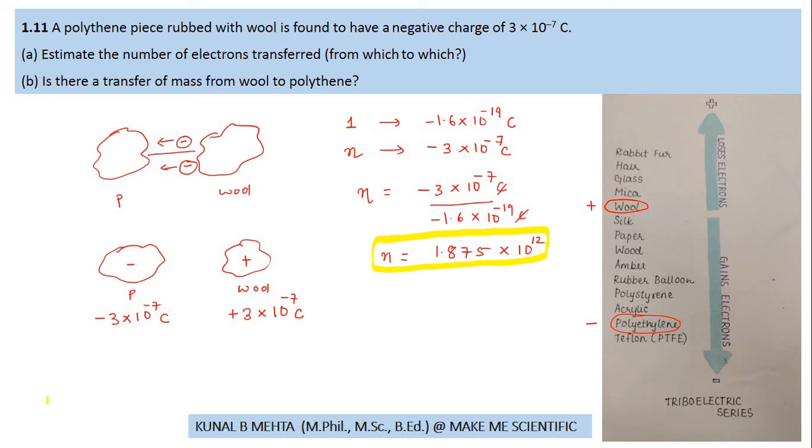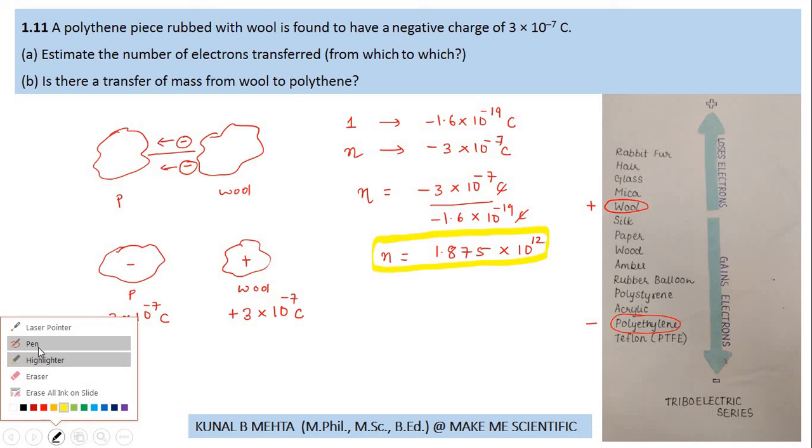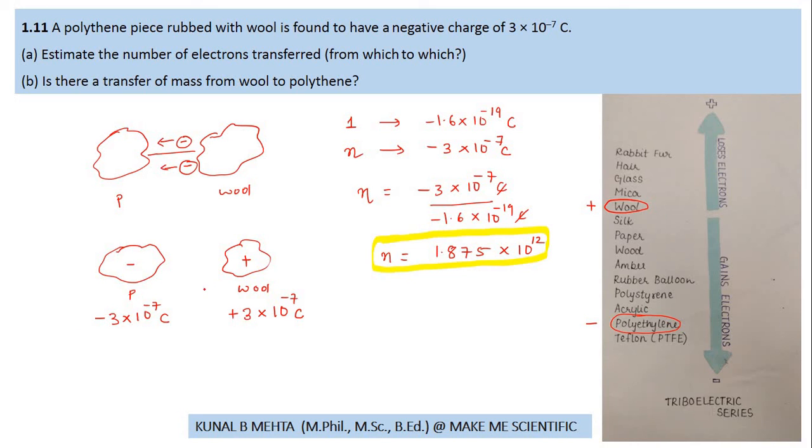Correct? Now talking about the answer to the second part, guys, is there any transfer of mass from wool to the polythene? Answer is yes. Since wool is losing electrons, the wool's mass is going to decrease and the same amount of mass is going to get added up in the polythene. But the problem is, guys, we do not consider the masses of the electron. They are considered as negligible. So we should actually neglect the mass transfer taking place from one body to another while friction is happening.